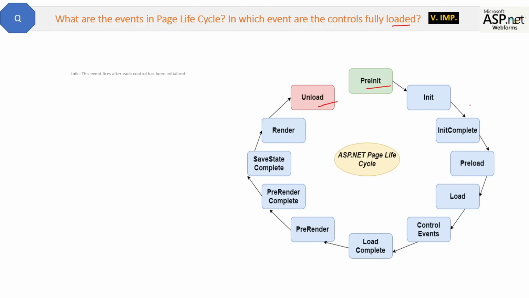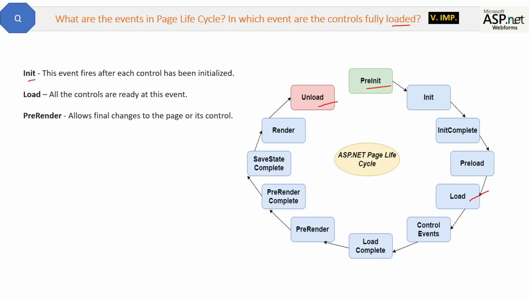First event is Init. This event fires after each control has been initialized. I will give you a comparison with a variable. Like when you are declaring a variable in C# of type int, that declaration is equivalent to Init. So Init is basically declaring your control. Second important event is Load. In the Load event, all the controls are ready. Again, you can say that it's like assigning that variable an integer value.